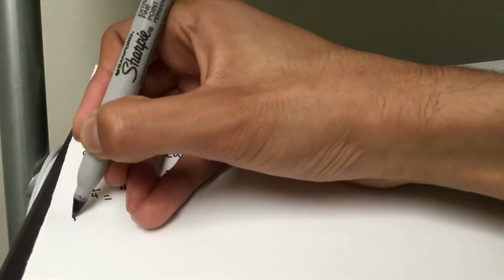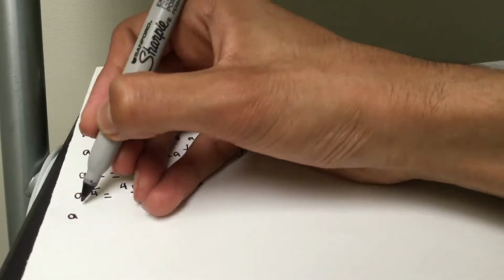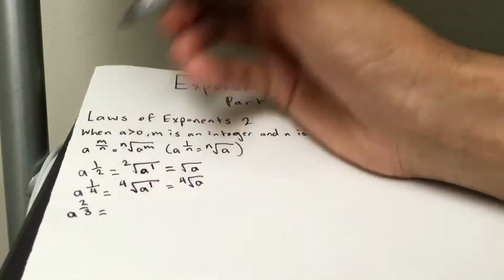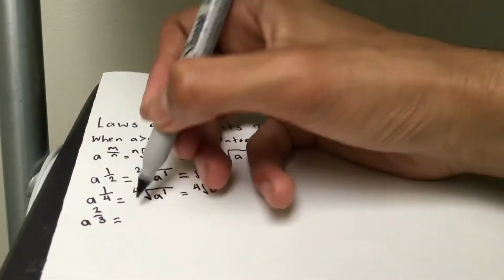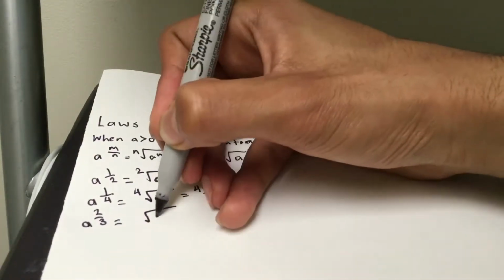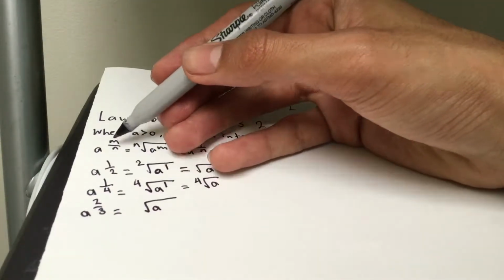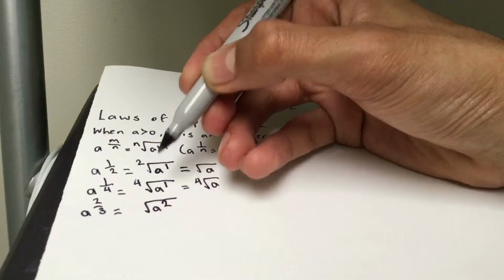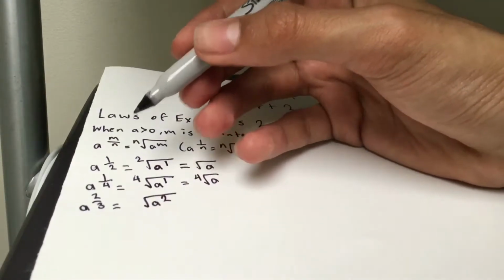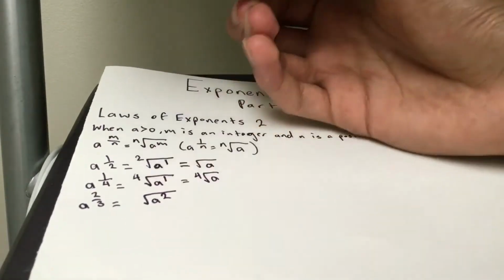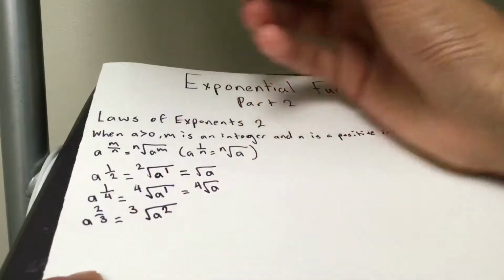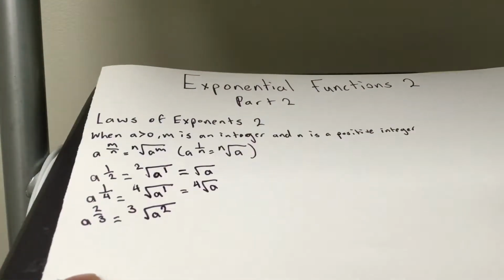Okay, so now let's do a to the power of 2 over 3. We're going to draw up our square root and put the base, and m in this case is 2, so we're going to put it inside the root, and 3, which is n, is going to be outside the root. So that is how you write it.